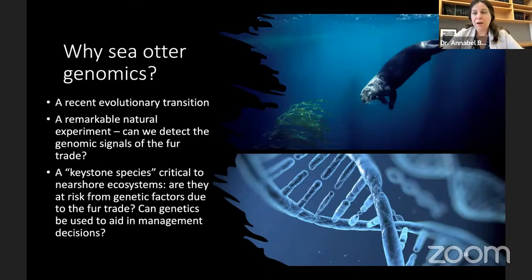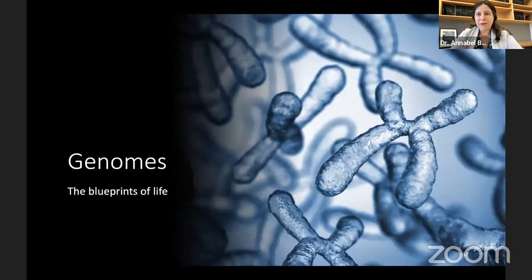Finally, as I mentioned, they are this keystone species that are critical to coastal ecosystems. And so we wondered whether there were continued risks that they might face having gone through this experience in the fur trade of being so badly bottlenecked as a population. And we wondered whether genetics can aid in future management decisions. So before I take you through what we did to try to address some of those questions, I want to tell you a little bit about genomes and genomic science.